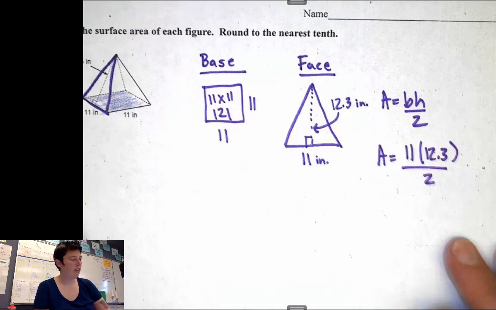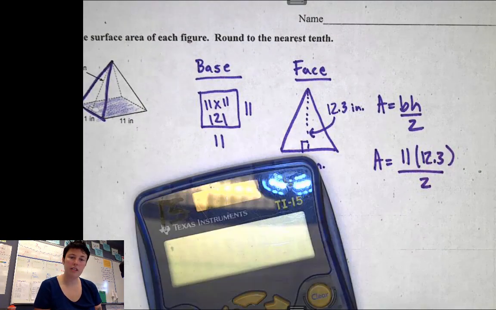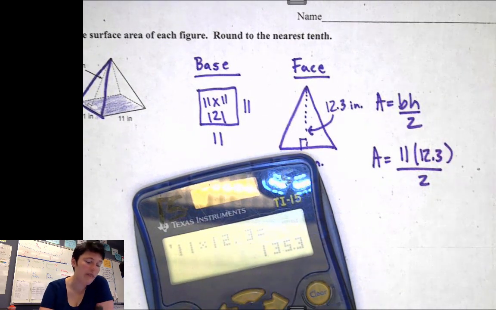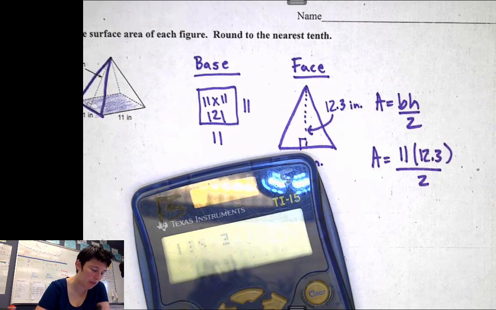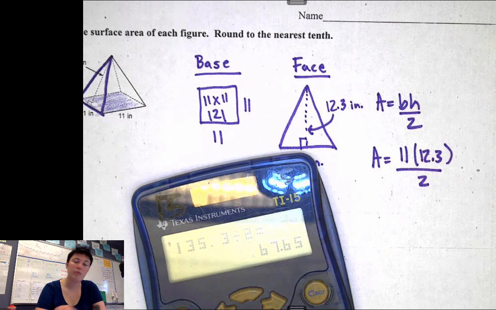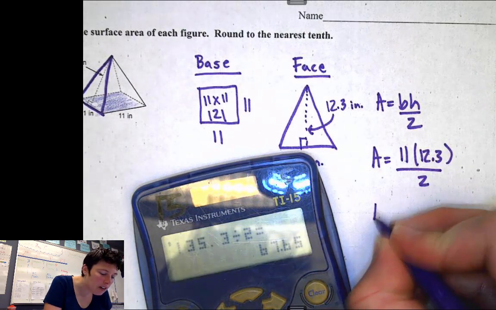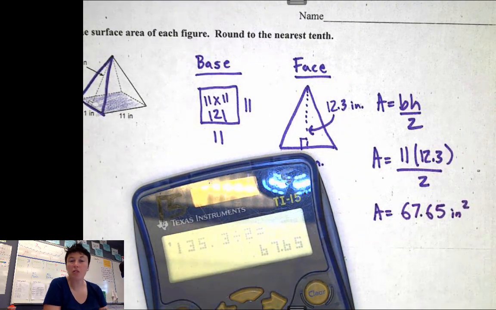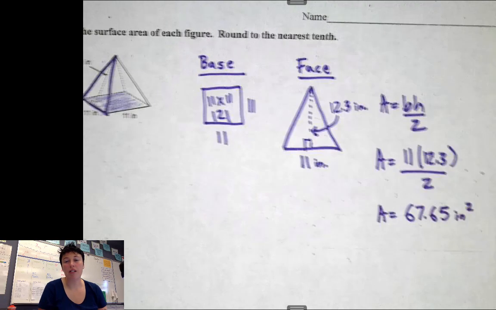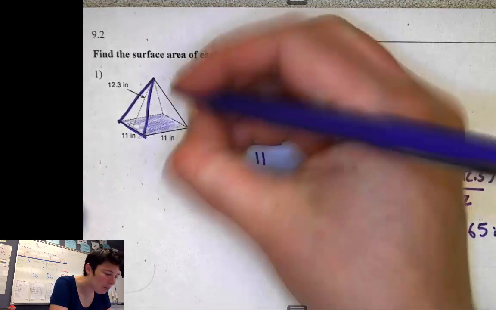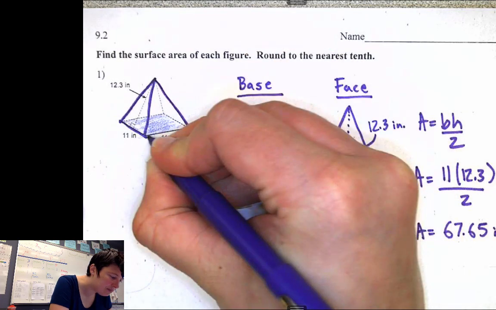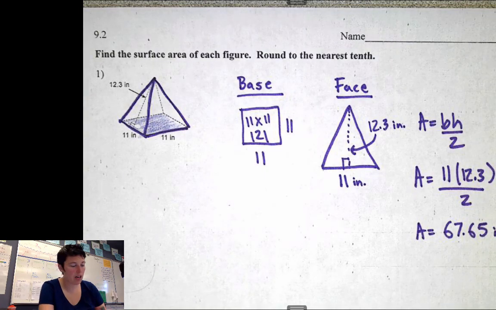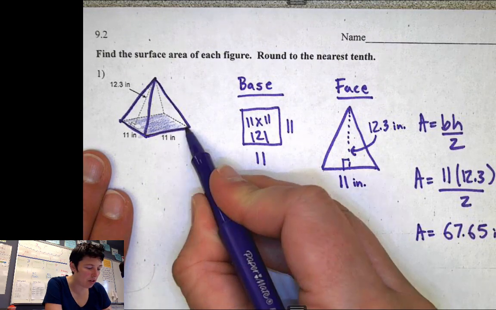I'm going to use my calculator to figure out what that is. Let's see here. 11 times 12.3 is 135.3. So we are going to divide by 2 and we get 67.65. So the area of our triangle is 67.65 inches squared. But that's just one face. So let's look at the rest of the picture. The rest of the picture has more triangular faces. I see more. But if you think about it, they're all going to be the same as that first triangle. They each go 11 inches across.